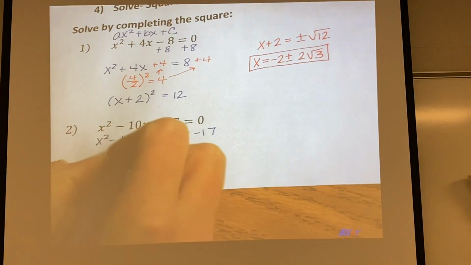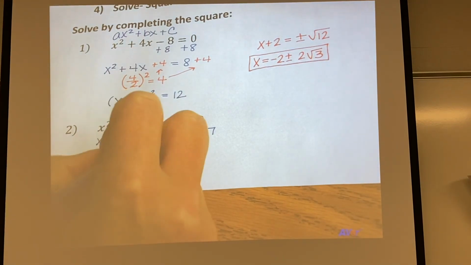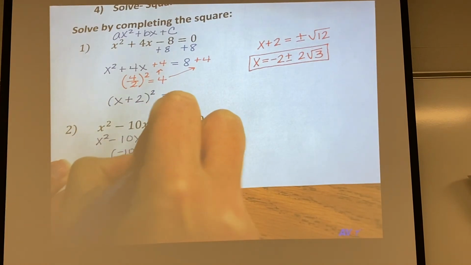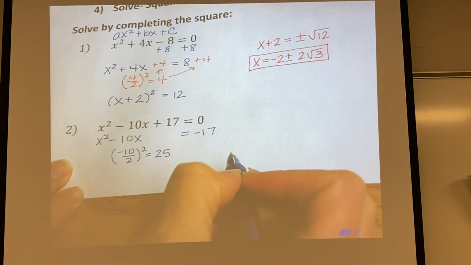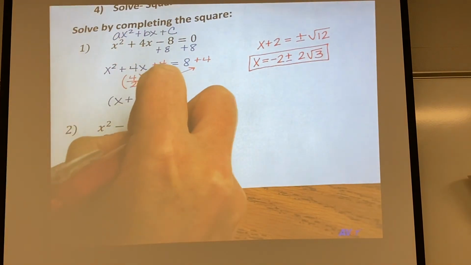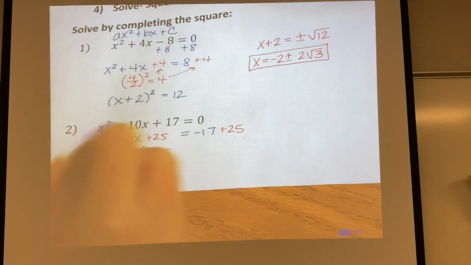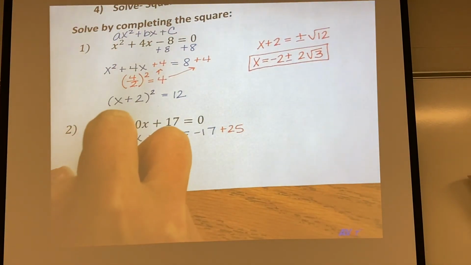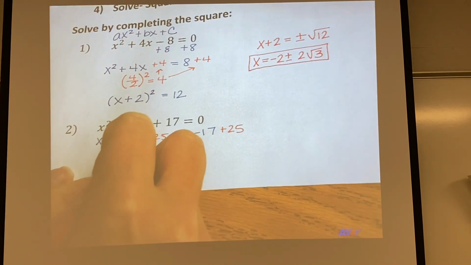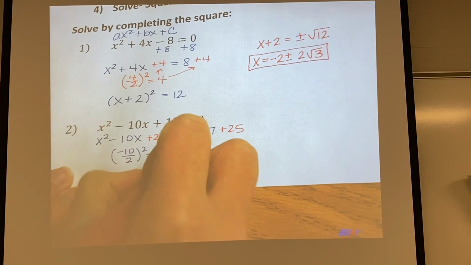And then you want to take your b value, divide it by 2, and square it. That gives us 25. We're going to add that to both sides. So we're going to take that 25 and add it to the left side and add it to the right side. So when we factor the left, now we get x plus half of b. Half of b is negative 5. So it would be x minus 5 squared equals 8.